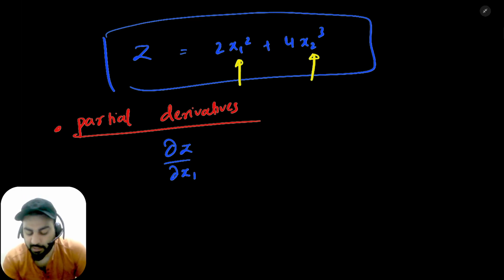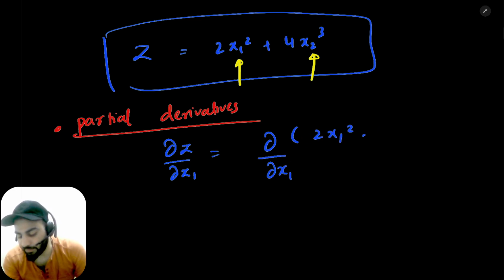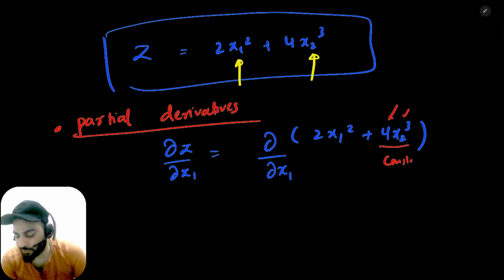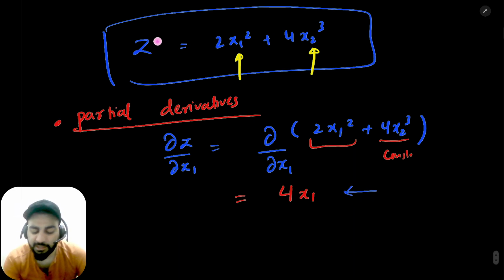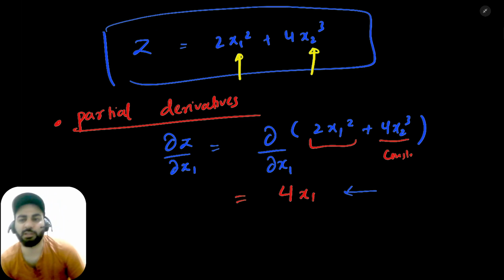Here, if we want to take the derivative of this, we write the partial derivative of z, that means of 2x1 square plus 4x2 cube. Now you know that x2 is constant, so this 4x2 cube is constant. We'll only take the derivative of this. This will be 4x1, and this will be 0 because we took it as constant. This is the instant rate of change of z along x1.